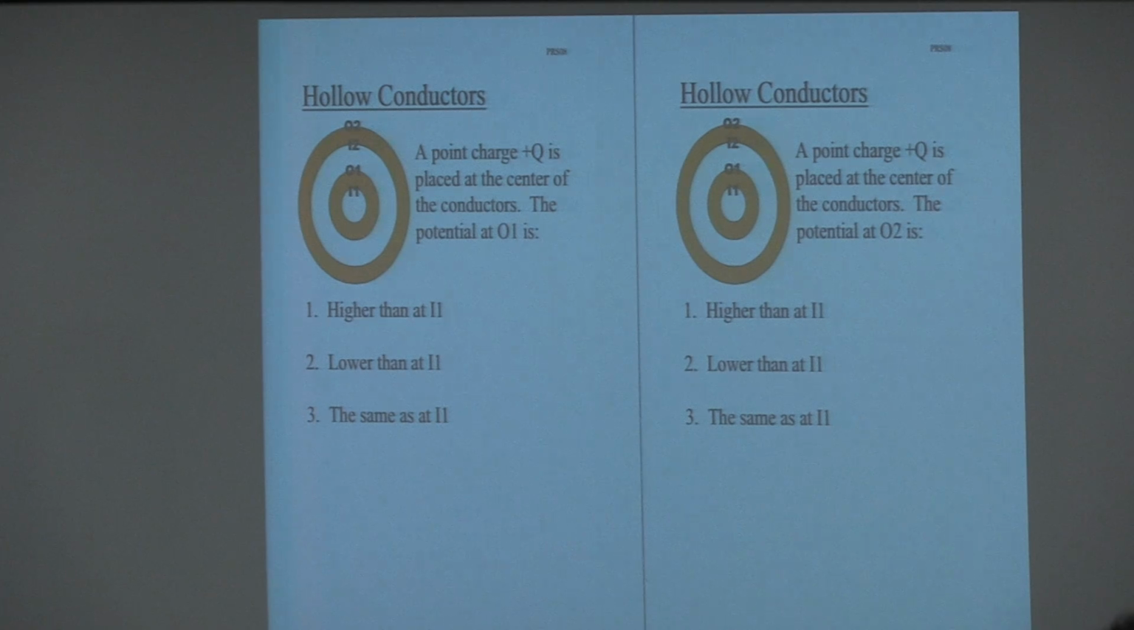Okay, you lost one. So your friend had an argument. Can you disprove his argument? Your friend was saying that since the electric field inside the conductor is 0, E dot dl is 0, so minus the integral of E dot dl is also 0, so the potential change is 0, and so the potential at O1 and I1 are the same.